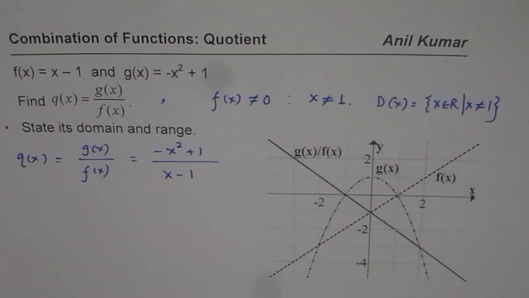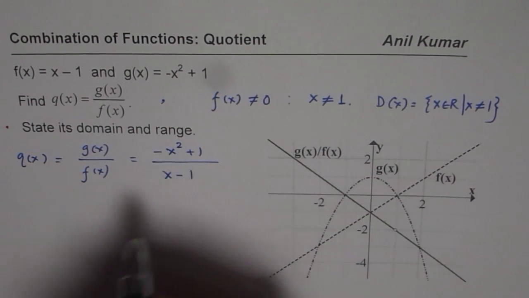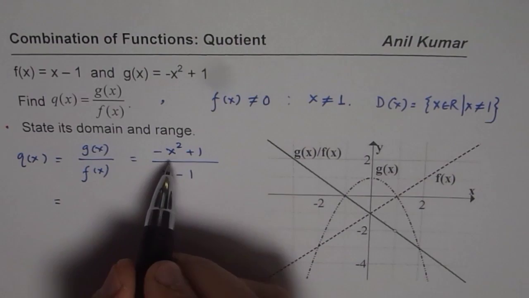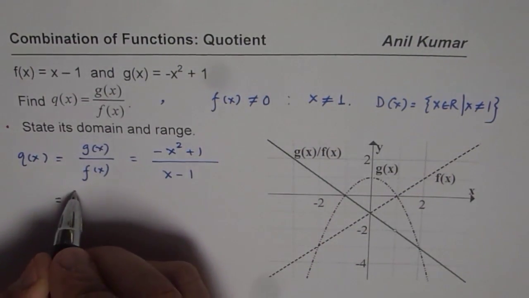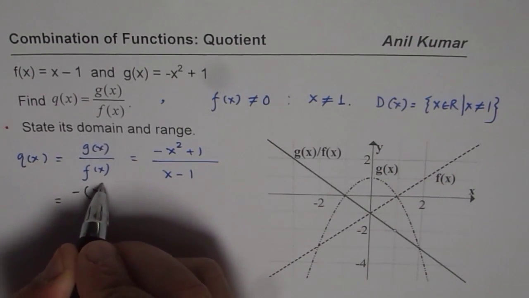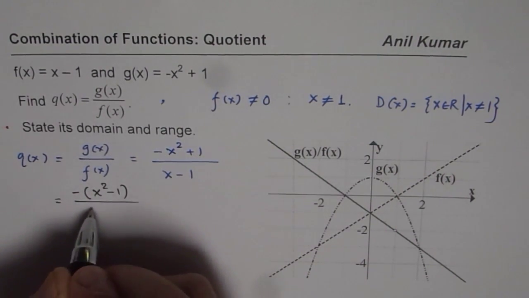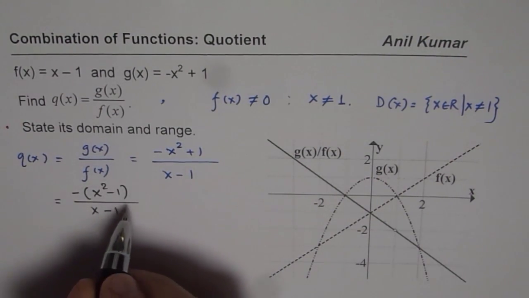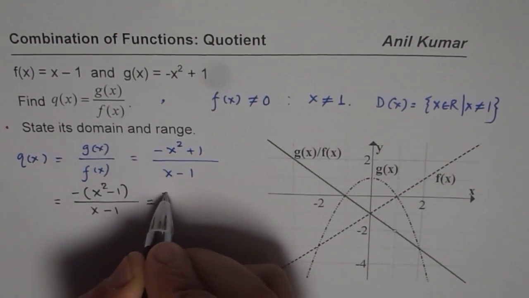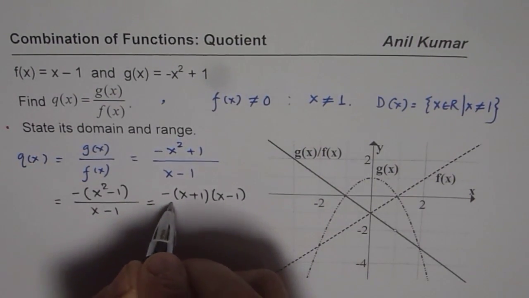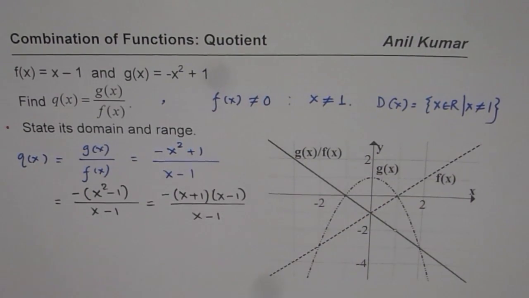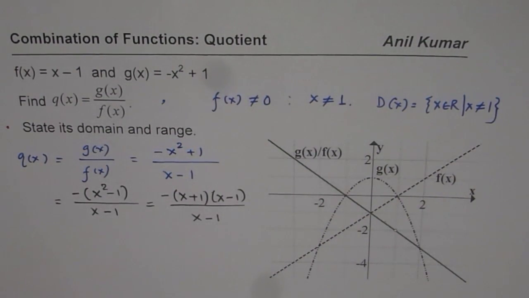And now let's further explore this particular function. So let's simplify the given expression, which is minus x squared plus 1 divided by x minus 1. I could factor it. Let me first write this as minus outside, x squared minus 1, and the denominator is x minus 1. Now I can factor this, right? So I can write this as x plus 1 times x minus 1 divided by x minus 1, correct? As you can see, x minus 1 cancels out.